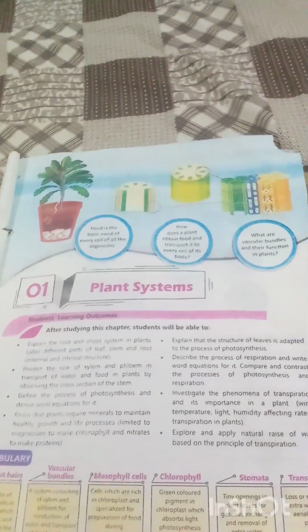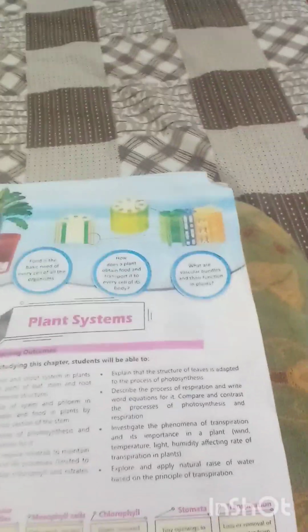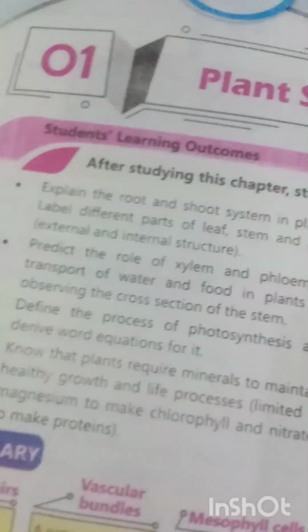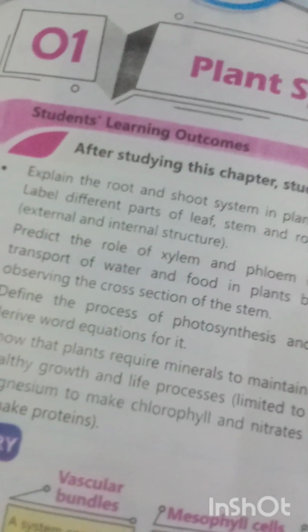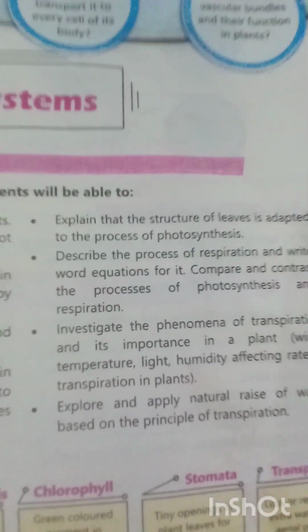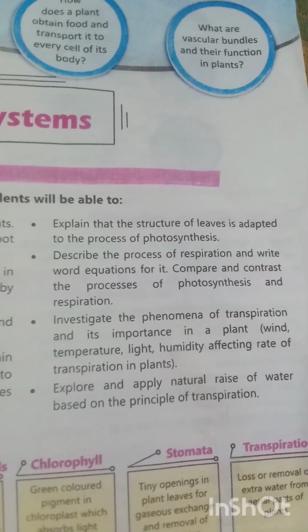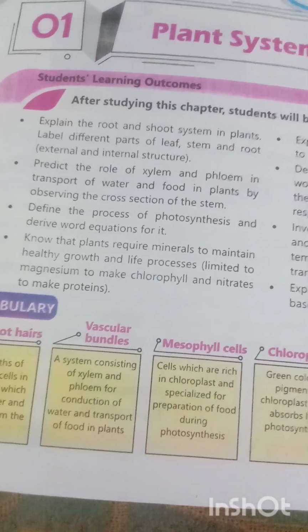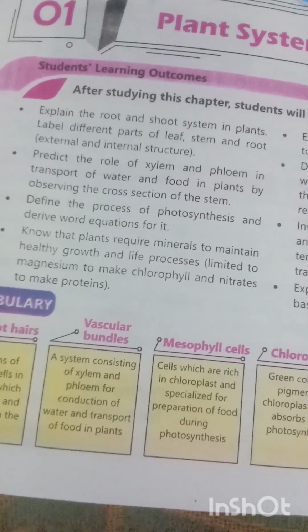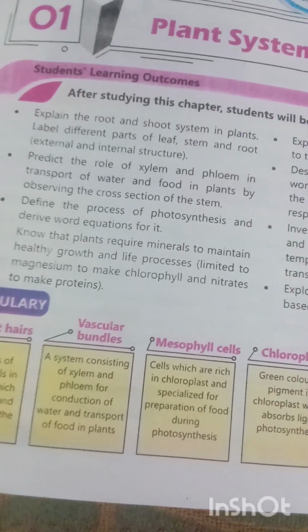After studying this chapter we will be able to explain the root and shoot system in plants, label different parts of leaf, stem and fruit, external and internal structure, explain that the structure of the leaf is adapted to the process of photosynthesis, and predict the role of xylem and phloem in transport of water and food in plants by observing the cross section of the stem.